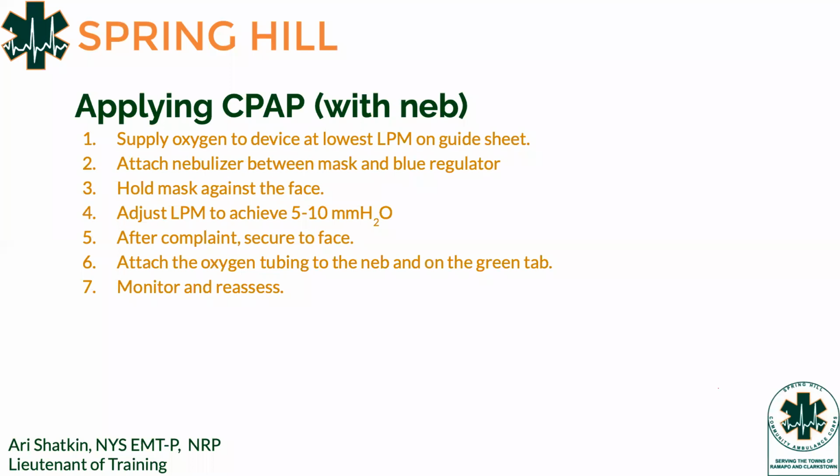With the nebulizer, you're going to do the same steps, except there's a couple deviations. You're going to supply oxygen to the device at the lowest liter per minute on the guide sheet. You're going to attach a nebulizer between the mask and the blue regulator, which we'll talk about. You're going to hold the mask against the face just like you were before, adjusting the liters per minute. Just keep in mind there is a change in the amount of liters per minute while you're using the nebulizer, since you're now taking 6 liters per minute for the nebulizer to work.